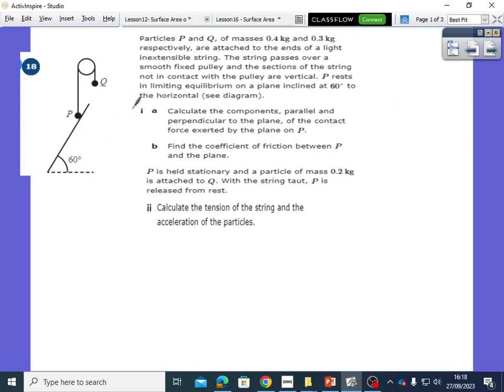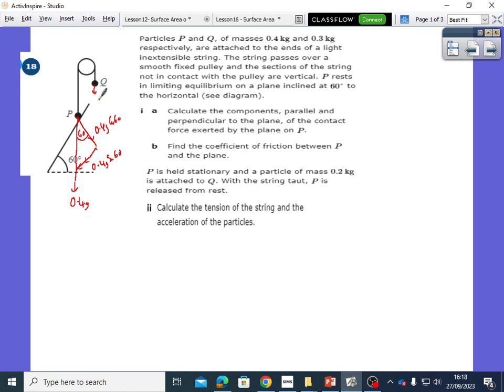Okay, let's have a quick look at this. So we've got this weight dropping down, which is going to be 0.4 g. That's going to be acting perpendicular to the plane, coming down parallel to the plane. That's 60, so that will be 0.4 g sine 60. Coming down will be 0.4 g cos 60.